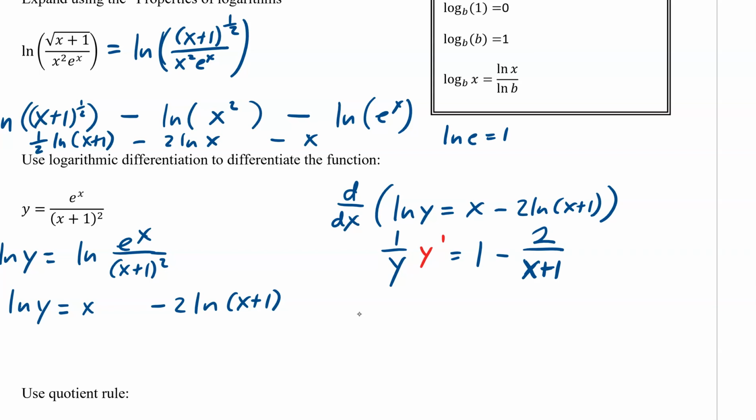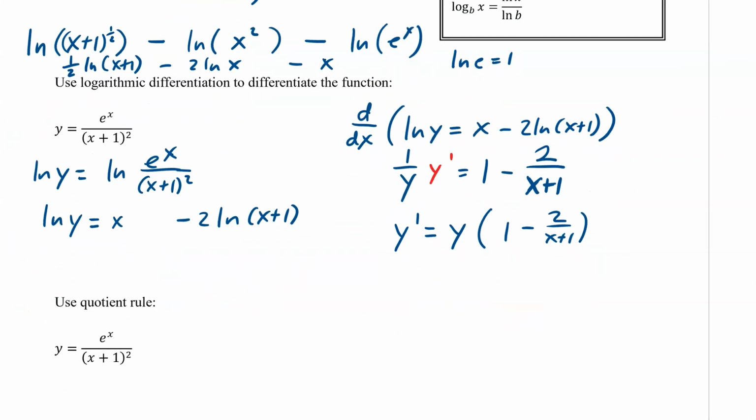Now we multiply everything by y. So we get y prime equals y times 1 minus 2 over x plus 1. Now the reason I'm putting it as a y is you can now go back and grab your y. So this would become e to the x over x plus 1 squared, times 1 minus 2 over x plus 1.